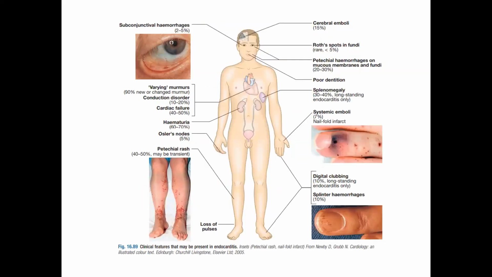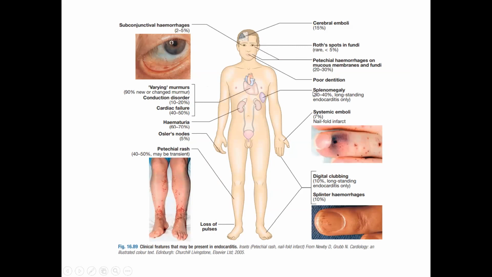So this is regarding infective endocarditis. This shows the clinical features of infective endocarditis. So in infective endocarditis, what are the features? There is a chance of cerebral emboli, Roth spots, very, very important. Roth spots, R-O-T-H, Roth spots in the fundi.